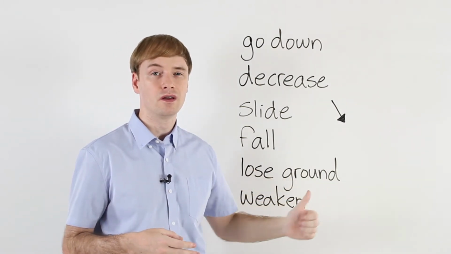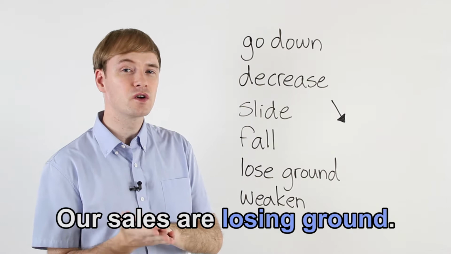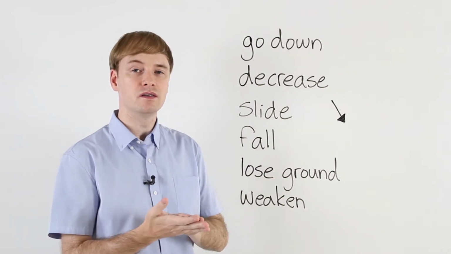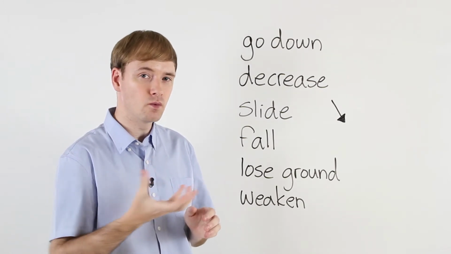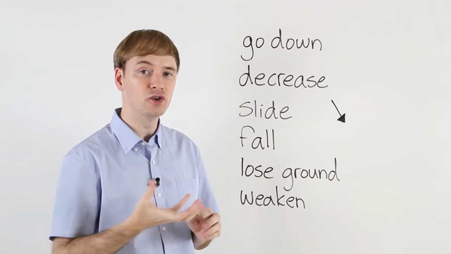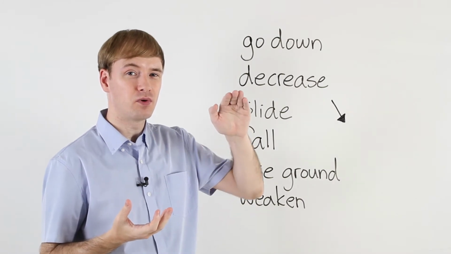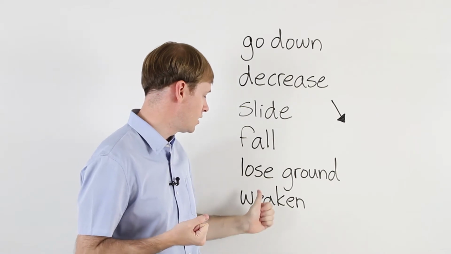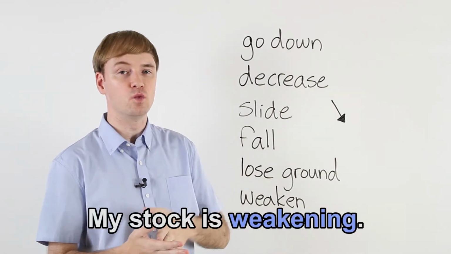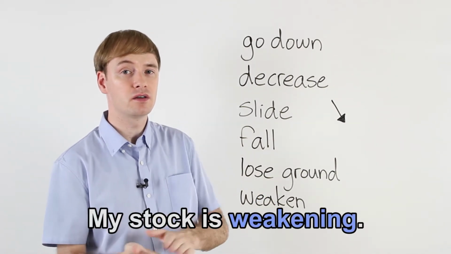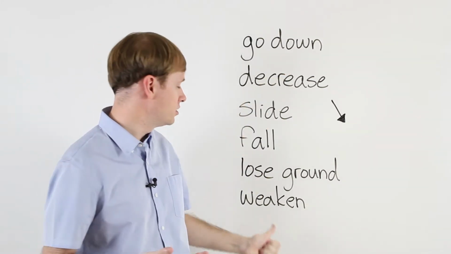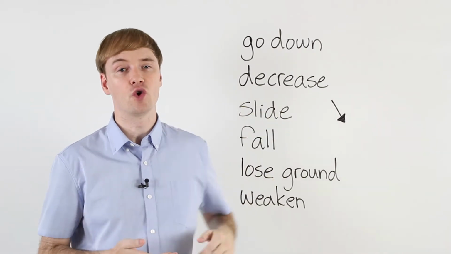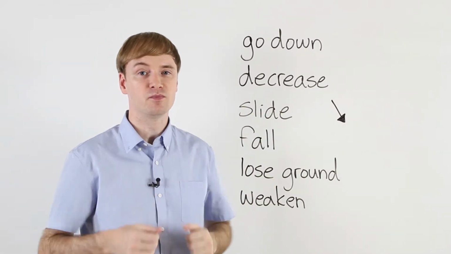Lose ground. Our sales are losing ground. Okay, now this one's a little difficult. Lose ground means it's not stable, something wrong. So if our sales are losing ground, there's a problem with the sales going down. Losing ground, and weaken. My stock is weakening. Remember, your stock could be strengthening, going up, but in this case, downward movement, my stock is weakening, going down. All right, let's move on.